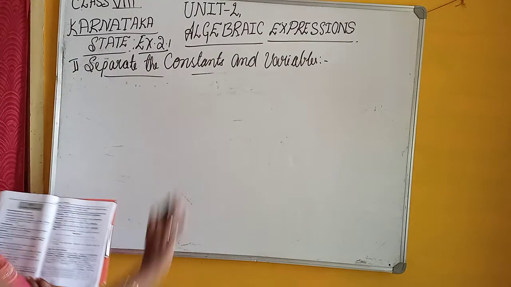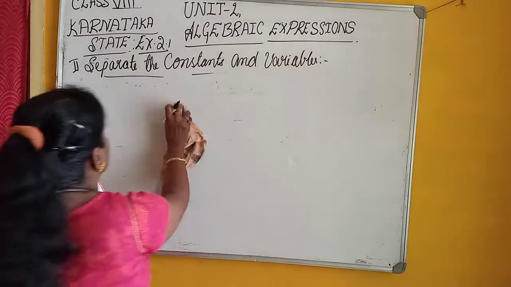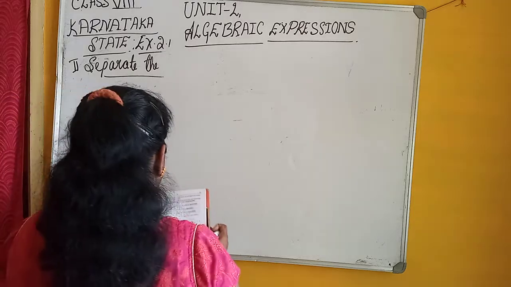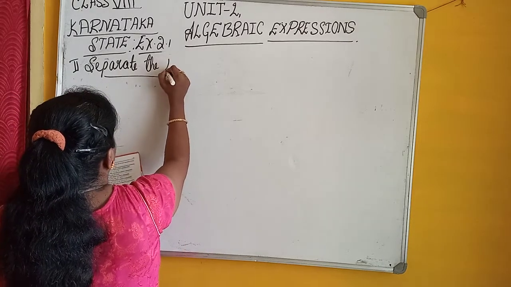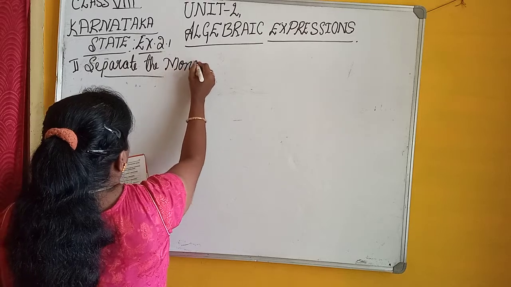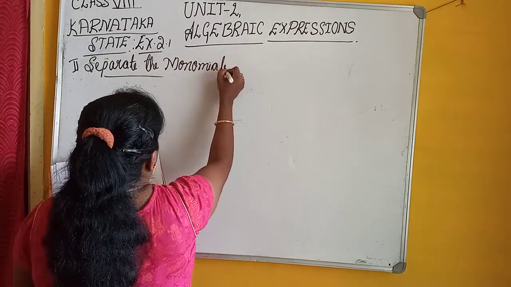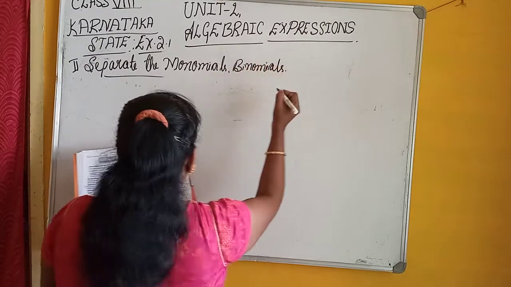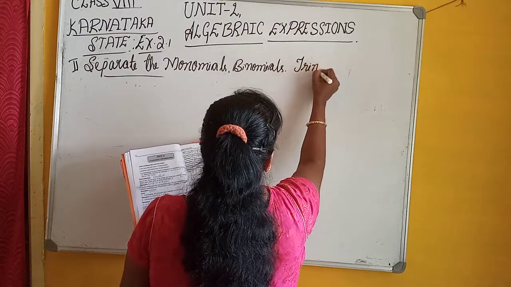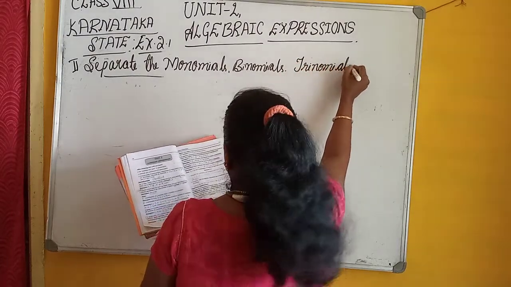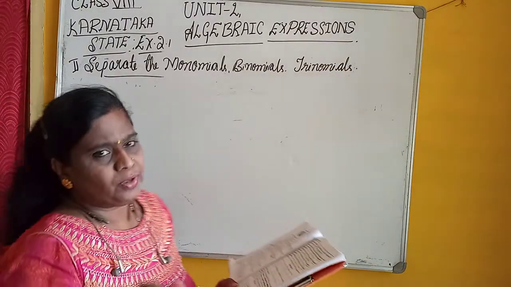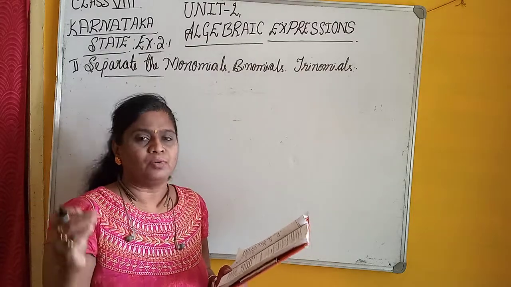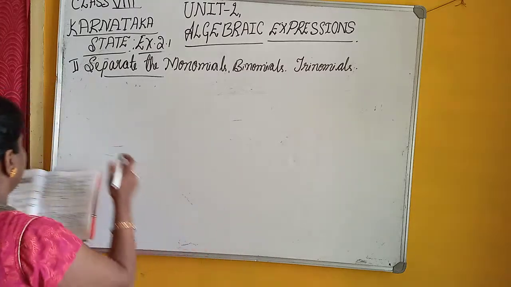Separate the monomials, binomials and trinomials from the following. Here also I am doing one by one. Otherwise you can make columns and do it well. To make it easy for you to understand, I am explaining one by one.